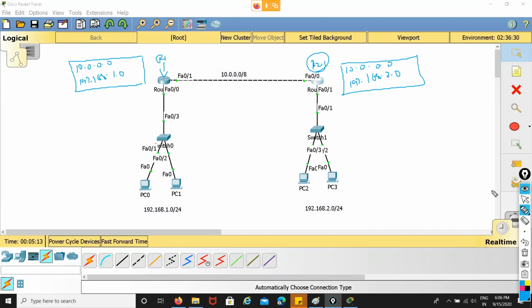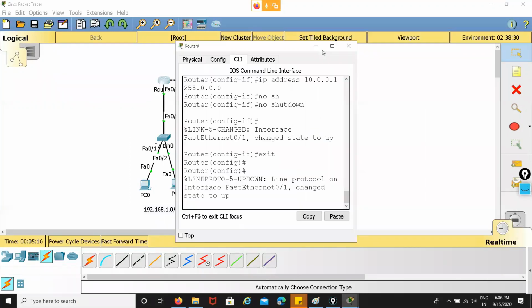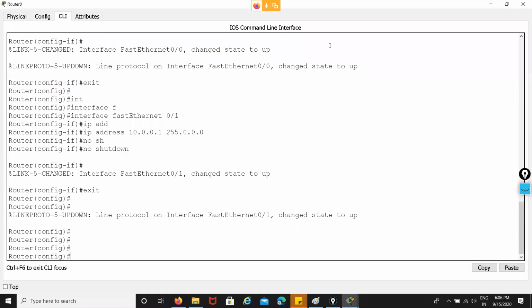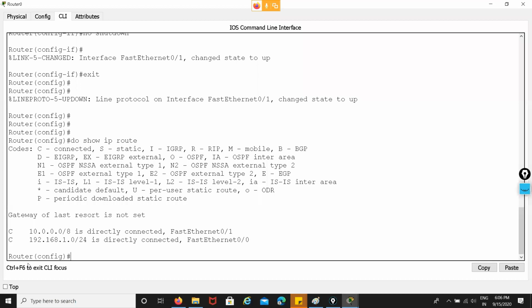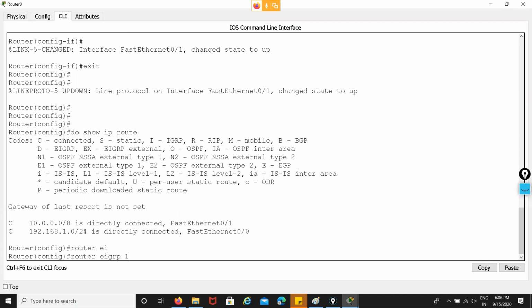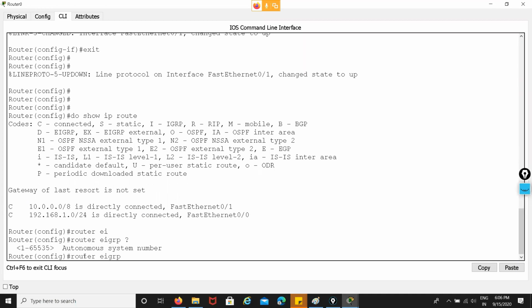So just follow the steps. Okay. So now you can see, as per the concept, the routing table just has network information 10 and 192.168.1.0. So to activate EIGRP, you have to choose the command router eigrp. Then here you can choose the autonomous system number. What is the autonomous number?